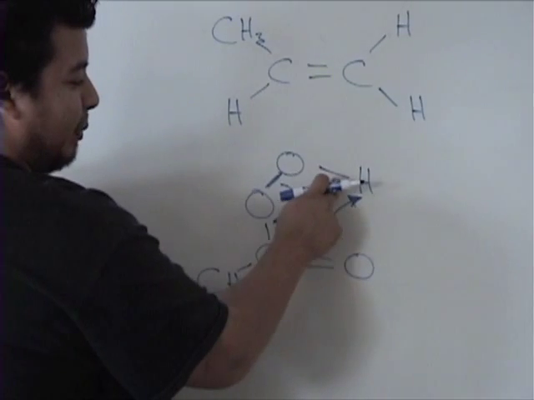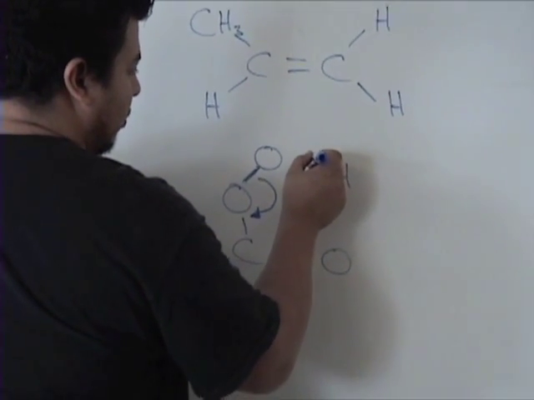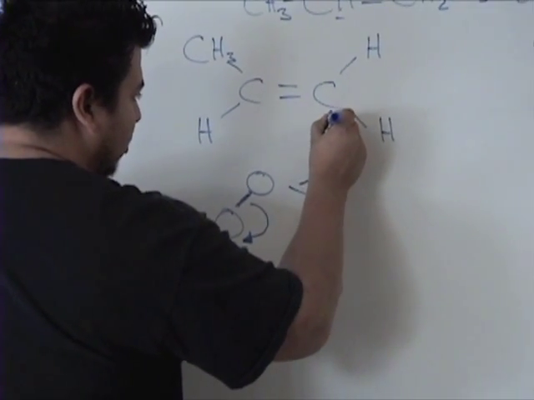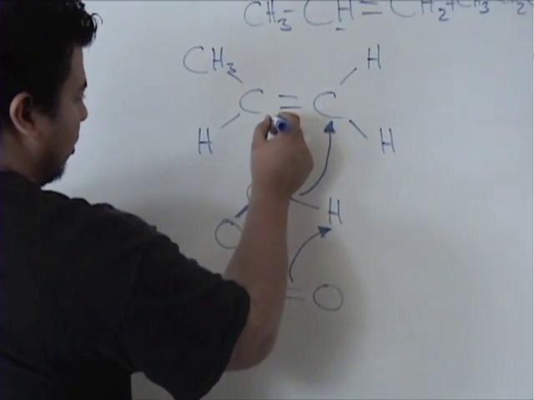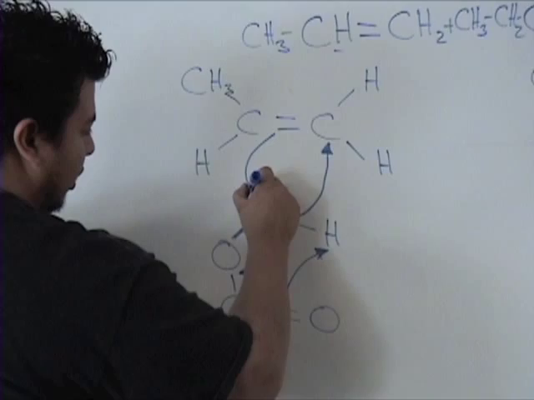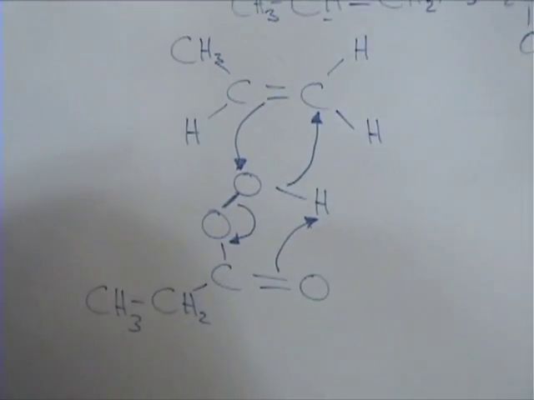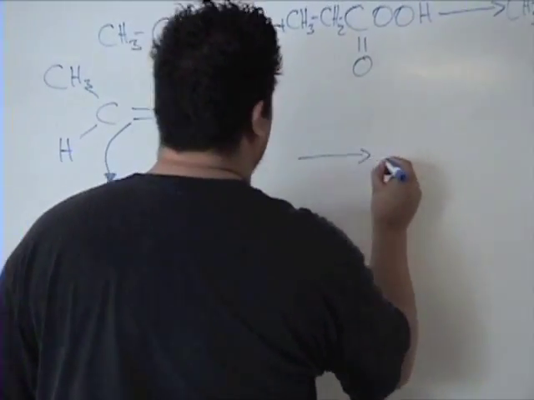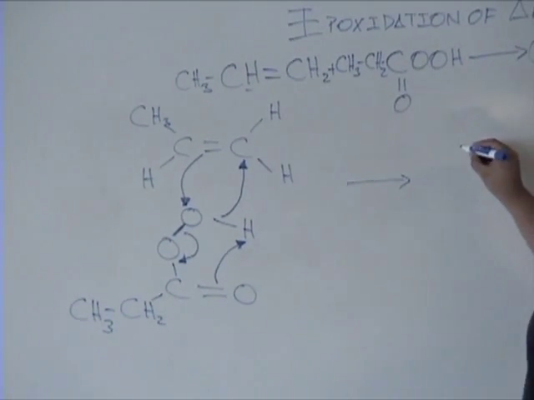So I know that this bond has to go somewhere. So what's going to happen is that this bond is going to attack this carbon, and then this carbon, or this double bond, is going to attack the oxygen right there. So if everything was done right, let's draw the carbon-carbon double bond.